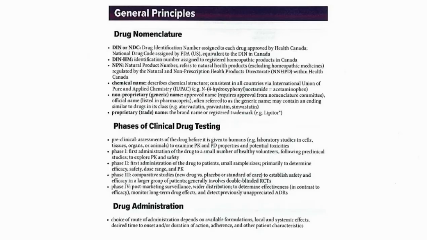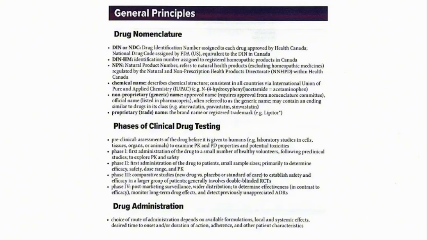Researchers evaluate its pharmacokinetics, which describes how the body absorbs, distributes, metabolizes, and eliminates the drug. They also study pharmacodynamics, or how the drug affects the body, while identifying potential toxicities before human exposure.